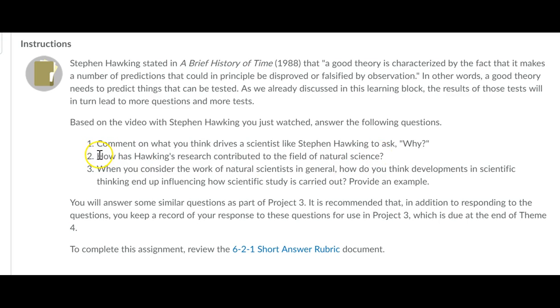So your second answer would answer, how has Hawking's research contributed? So you need to go back and look at what he's done and how it's impacted the larger field of science in general. And then the third question is the real tough one here. When you consider the work of natural scientists in general, not just Hawking but others, how do you think developments in scientific thinking end up influencing how science study is carried out? Provide an example.